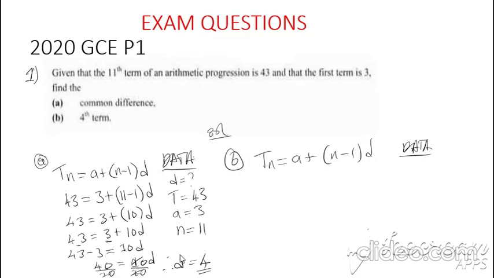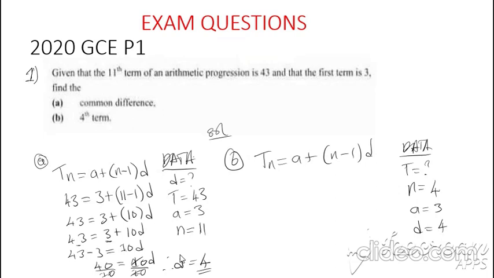So what is the question asking to find? It's asking us to find the term, which we don't know. What is the nth term? Since it's saying the fourth term, our n is 4. And then our first term, we have the same one, which is 3. And then the common difference we have from solving, which is 4. Don't forget that. Here what has changed is the nth term.